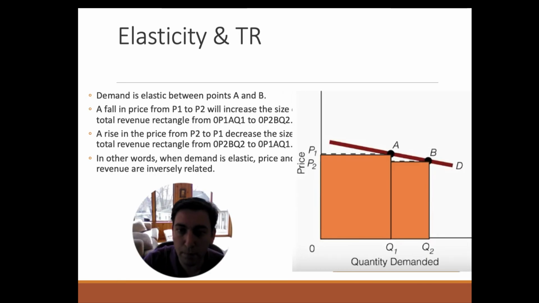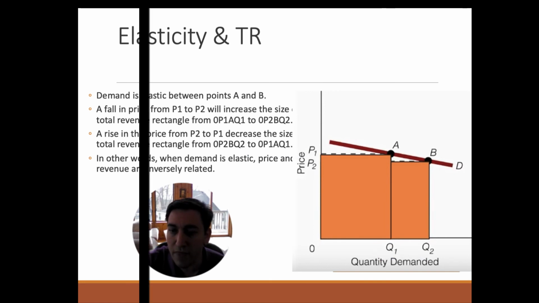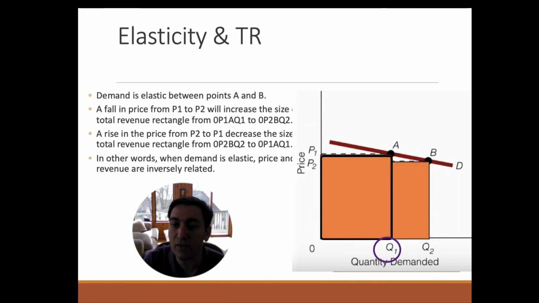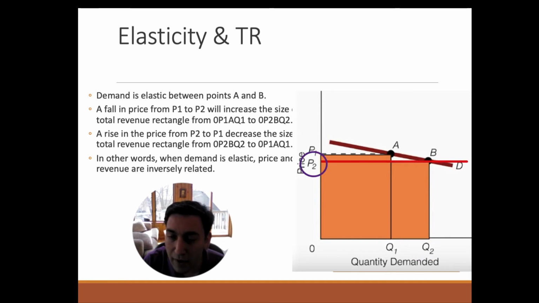Assume for now that the price of the good is P1. If this is the price you get for each good, and this is how many you sell, then this box, price times quantity, is the amount of money you're bringing in. If the price falls to P2, then you're going to sell more. You're going to get that amount for each good, and you're going to sell this many, Q2, and you get that box.